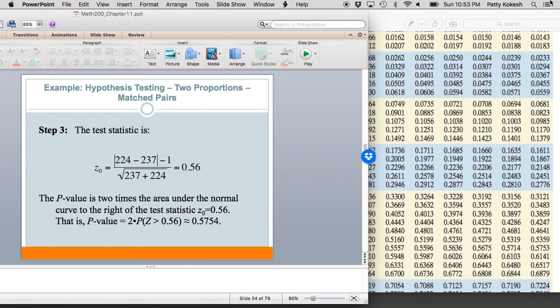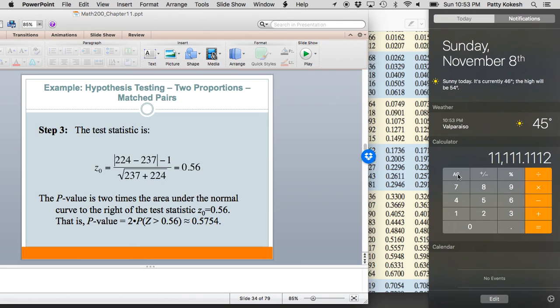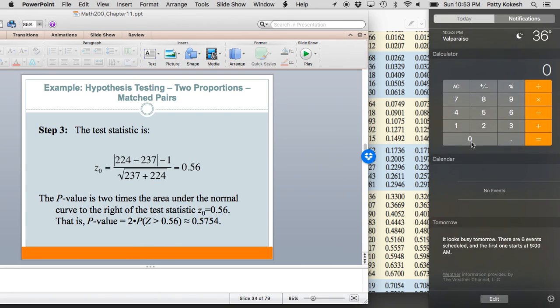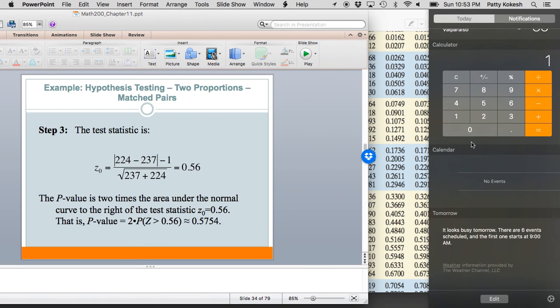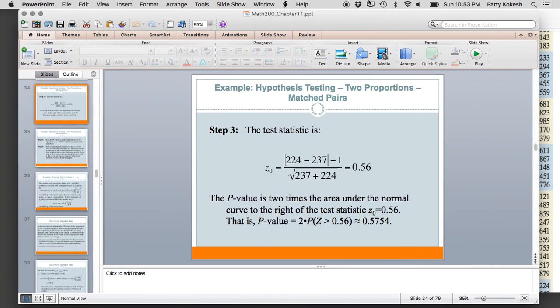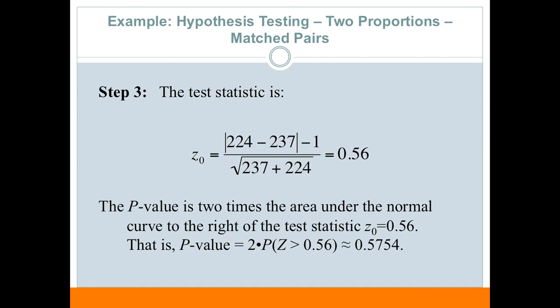and this is not shown here, I apologize for that. Get a little calculator here. So I'm going to take 1 minus 0.7123, because that's going to give me the area to the right. And then I'm going to go ahead and double that. I get 0.5754. Now, the reason that I doubled that was because I am talking about a two-tailed test. So I always have to take my probability and multiply by 2.